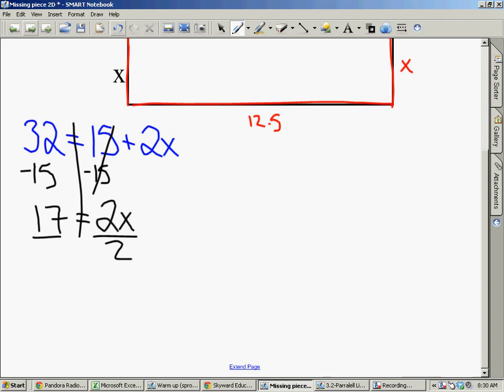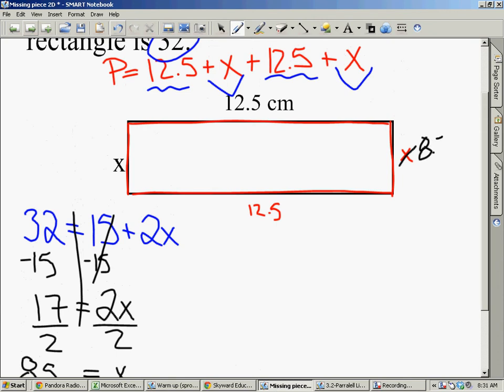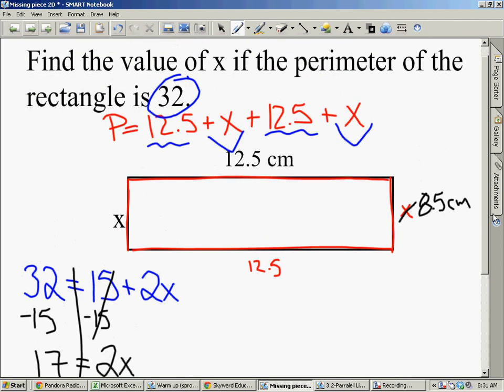Last step is to get rid of that 2. So we divide both sides by 2. And x equals 8.5. 8.5 what? X was right here, so this becomes 8.5 centimeters. Now we want to check and make sure that answers the question. The question is, what is the value of x? The value of x is 8.5. Again, if you wanted to check, adding all your sides together, 12.5 plus 8.5 plus 12.5 plus 8.5 should give you 32 to make sure on your check.